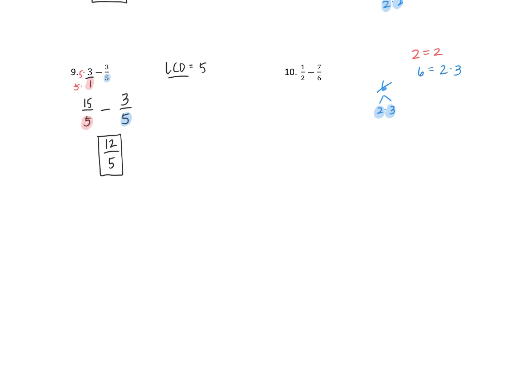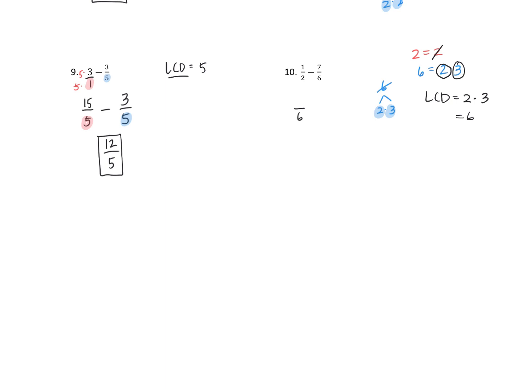So our LCD is going to include each different number. Both lists include only one 2, so we're going to use one 2. The other one is a repeat. Remember, we only use the list from one of the two numbers. We don't use both of them. And then we'll have a 3. So our LCD will be 6.